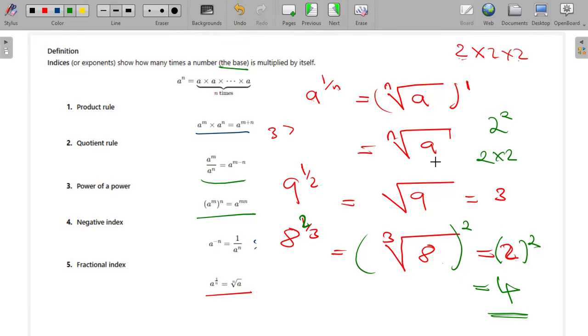Okay, are there any questions on the laws of these indices before we look at anything further on?